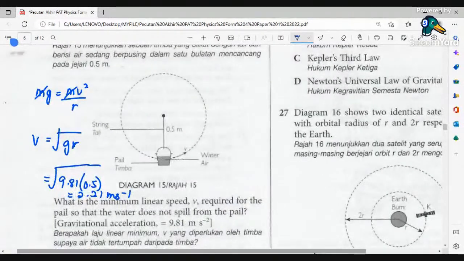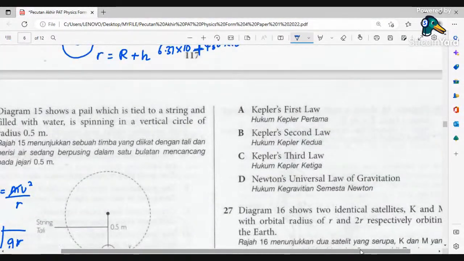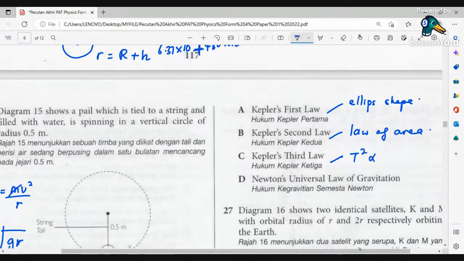So all the laws, Kepler's first law, Kepler's second law, you must remember. The first law is about the ellipse shape, an orbit with the Sun as one of its foci. Kepler's second law is also known as the law of areas. Kepler's third law is the period one just now. Newton's universal law is the GMm divided by r squared. So the answer is C.